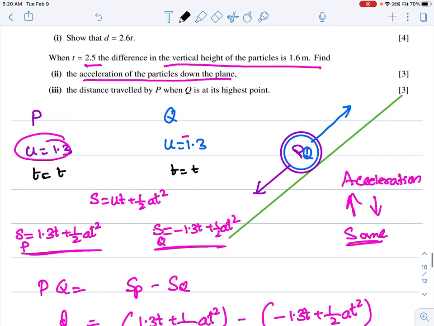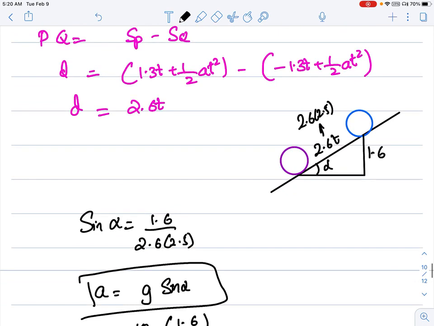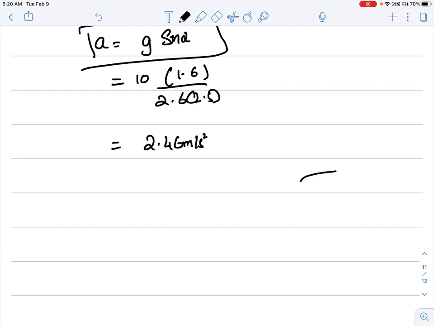Now finally, what is being asked? The distance traveled by P when Q hits its highest point. What does it mean? Q hits its highest point means its velocity should be equal to 0. When is that velocity equal to 0? So for Q, the final velocity should be equal to 0. Initial velocity, we have taken as going up, minus 1.3. Acceleration, just now we have found as 2.46. How much time it will take, we don't know.